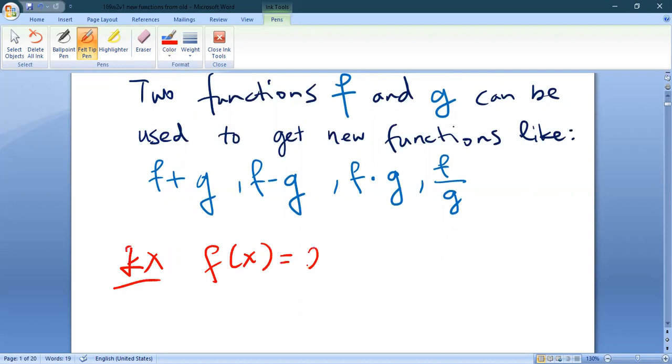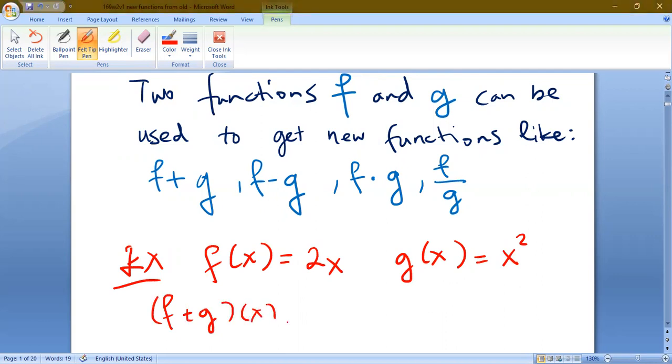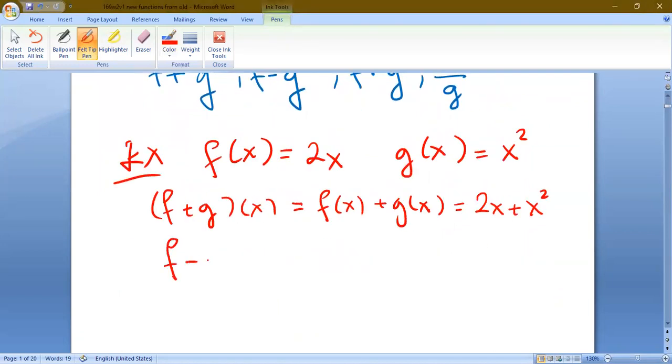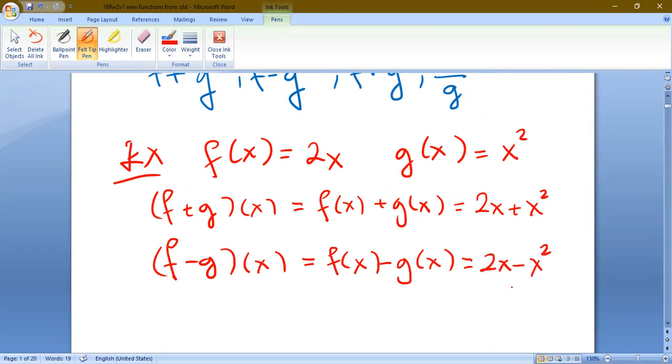For instance, let's say f of x is equal to 2x, and g of x is equal to x squared. Then f plus g, we can write it this way, f plus g, which means f of x plus g of x, and that's equal to 2x plus x squared. Or we can talk about f minus g here, and that means f of x minus g of x, which is 2x minus x squared.